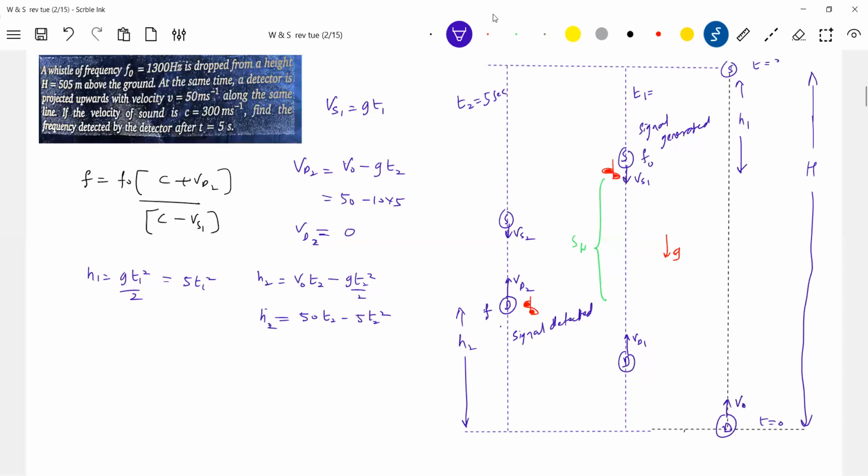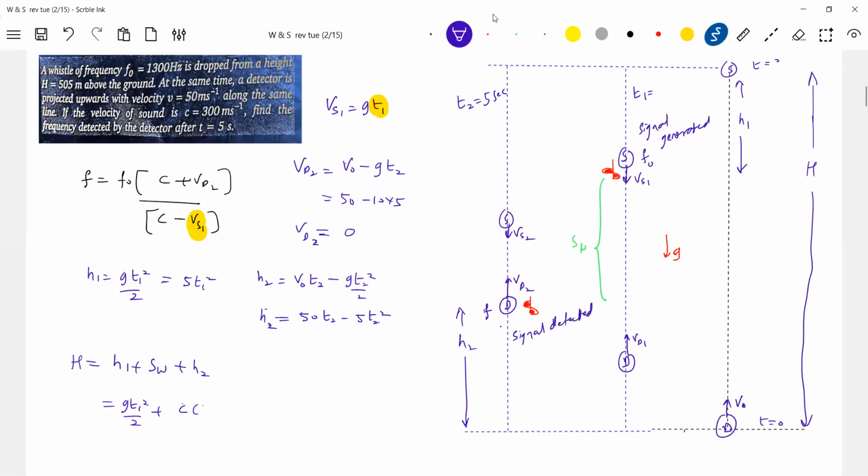So we don't know VS1. To know VS1, we should know T1. So how to bring T1 is our entire discussion. So what is capital H, looking at the diagram? Capital H should be equal to H1 plus SW plus H2. How much time will the wave take to move from source to detector? T2 minus T1.